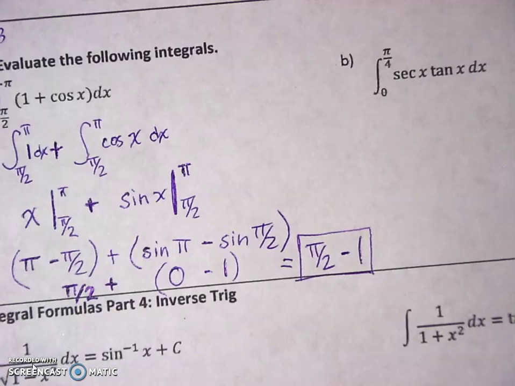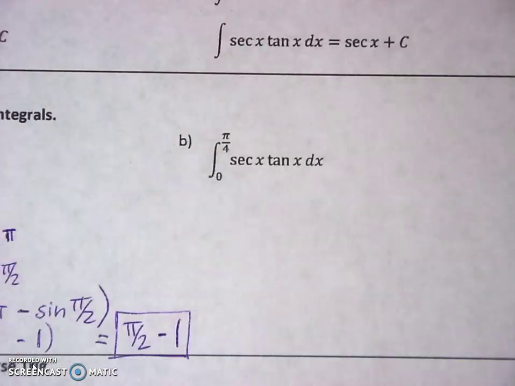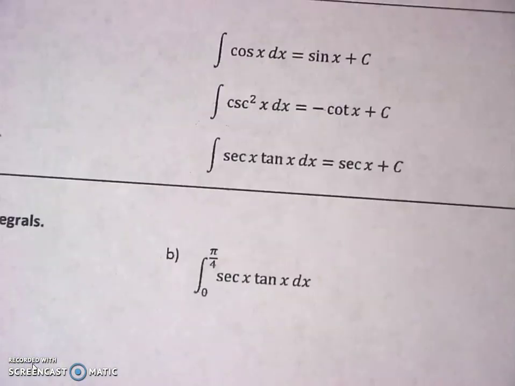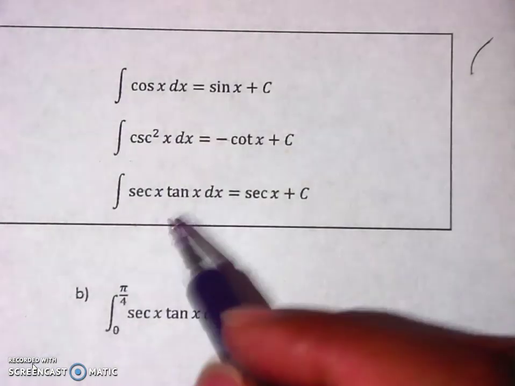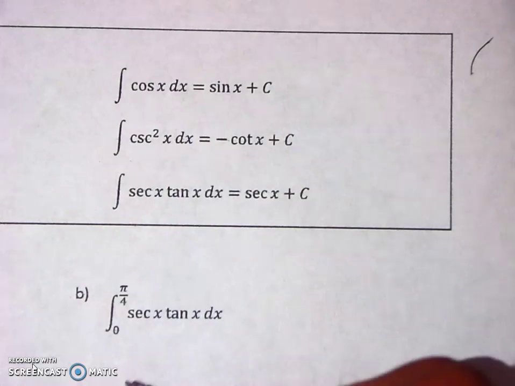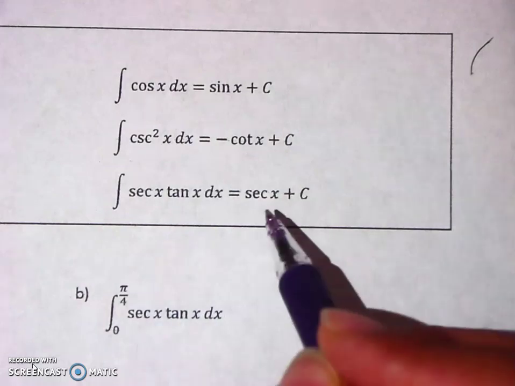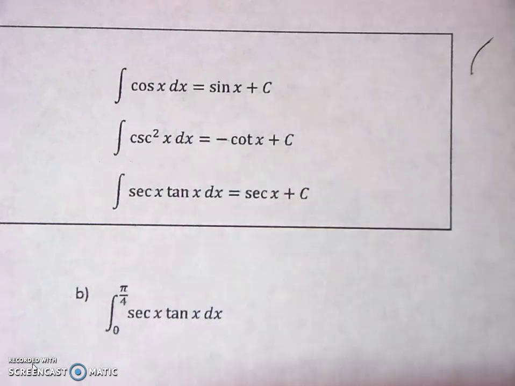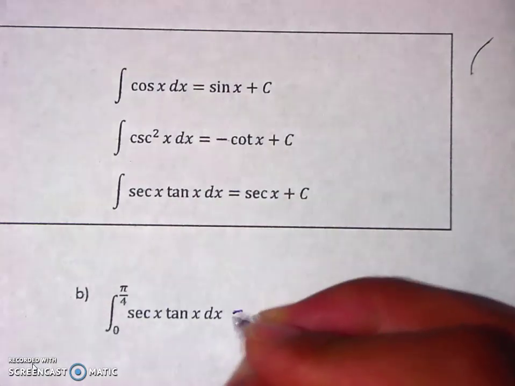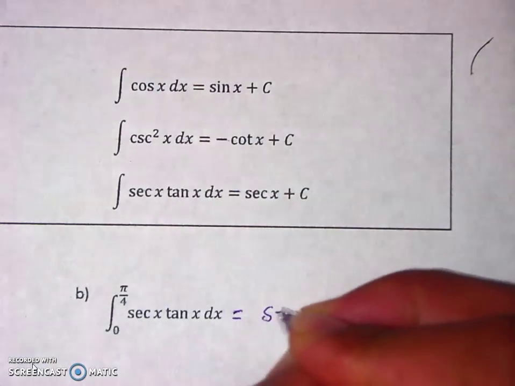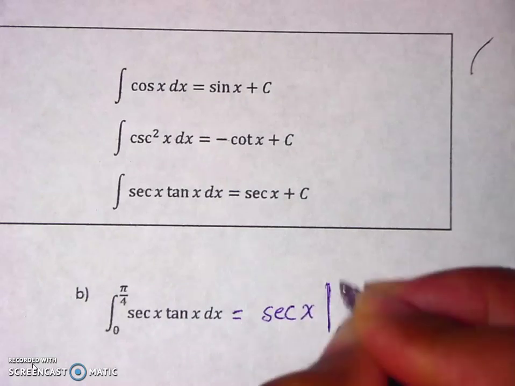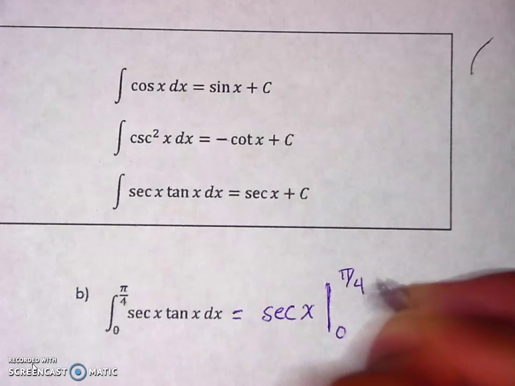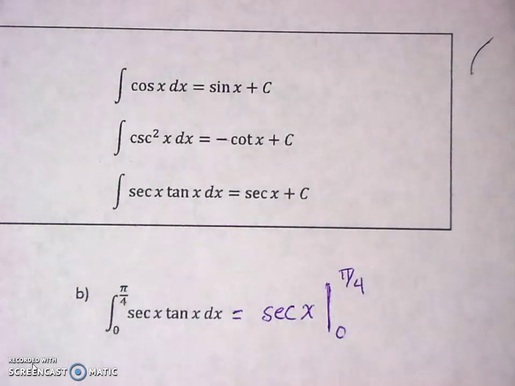All right, so at this point, let's go to B really quickly also, so we can get that done. This one's actually even simpler, because secant is what we're dealing with right here. So with this portion here, we could just have secant x from 0 to pi over 4. And then all we have to do here is work it out.